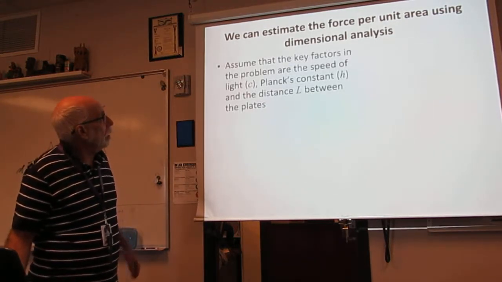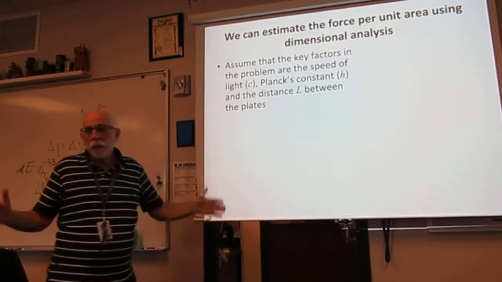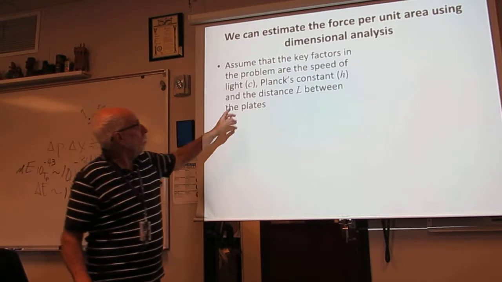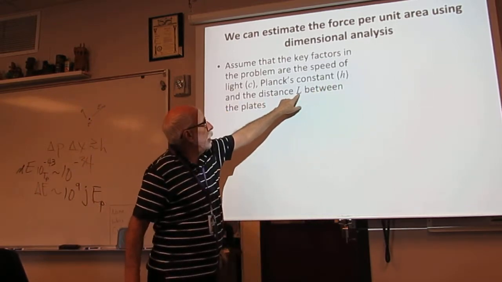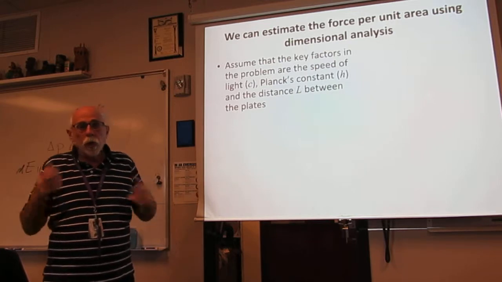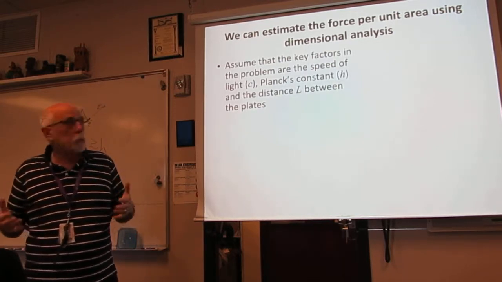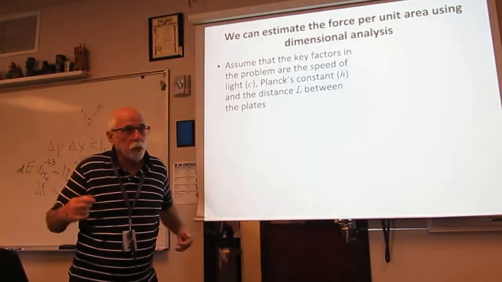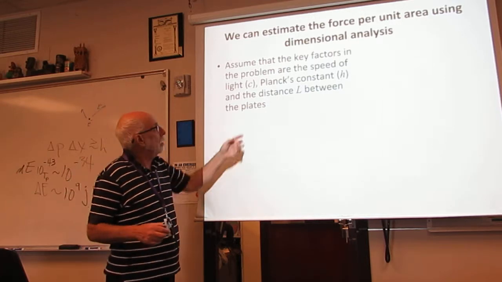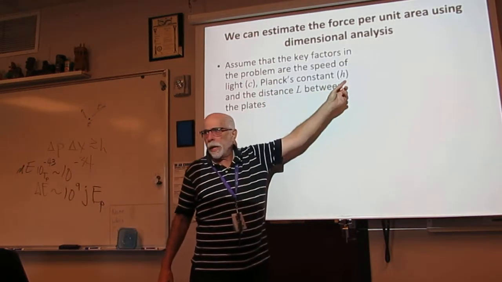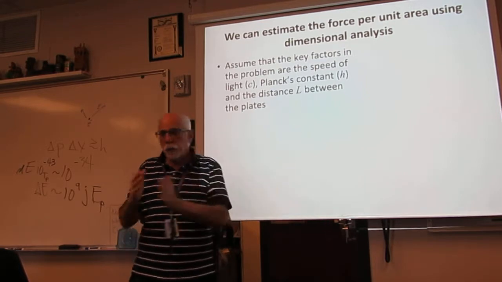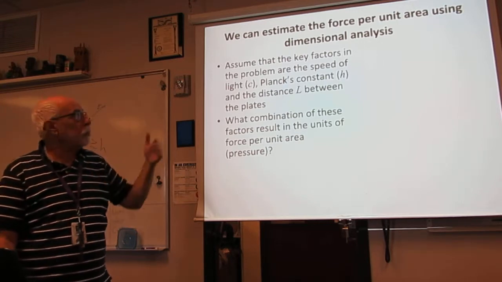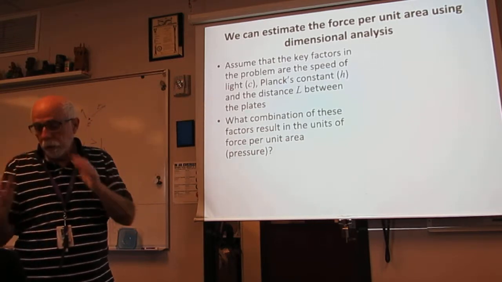So we can estimate the pressure that will be measured if we build this experiment, and we are going to call the distance between the plates L. And what are the parameters that relate to this experiment? Temperature. Could be. Turns out, if you do the arithmetic, temperature doesn't have an effect. Speed of light, it's a quantum mechanical thing, so Planck's constant, the space between the plates. And now, what is the relationship between these parameters and the pressure?